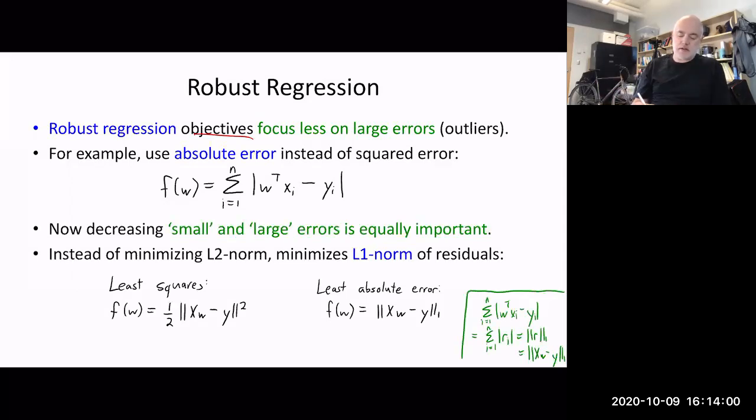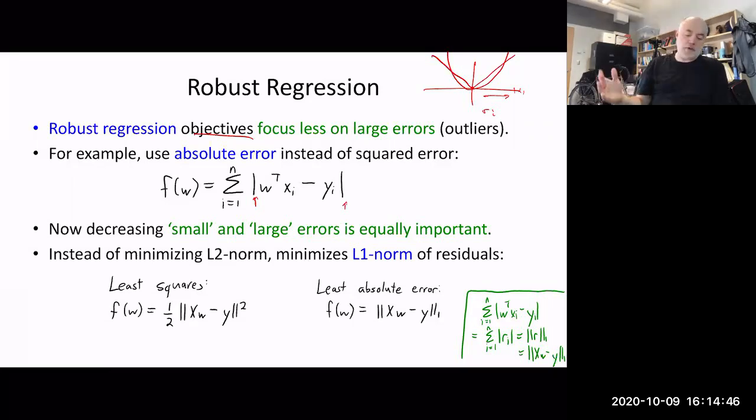In this particular case, we are changing from the squared error to just the absolute value of the error. If you think about the loss as a function of the residual, 0 is the ideal case. The absolute error function looks like this, so large errors get penalized linearly, whereas the quadratic function looks like this. Large errors get penalized quadratically, which means that you really are going to focus on residuals that are large, because those large residuals are going to get really heavily penalized.